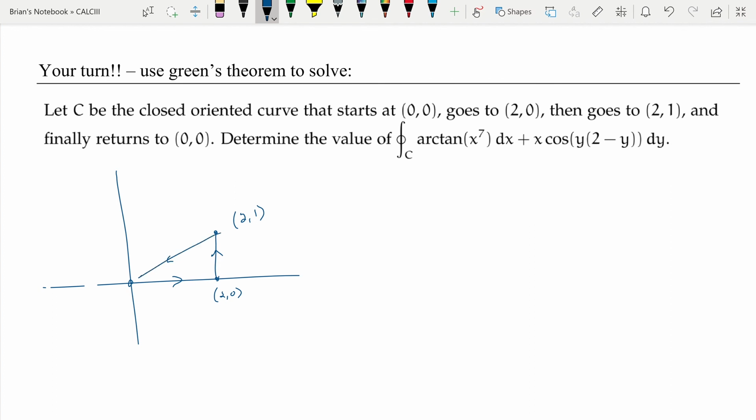So let's see how you guys do. Remember, we're just trying to solve for Nx minus My dA for the region. All right, cool. I'll let you guys solve. You'll need to find Nx, you'll need to find My, and see if you can solve that integral. And then you'll have to set up your bounds. I'll set a timer for, let's say, 4 minutes, and we'll see how you guys do. Good luck.